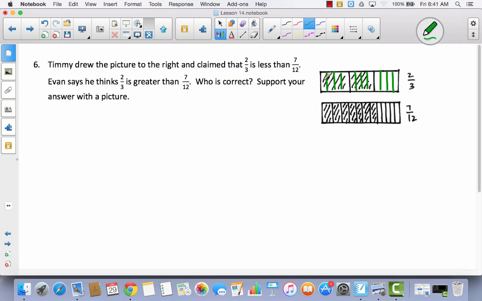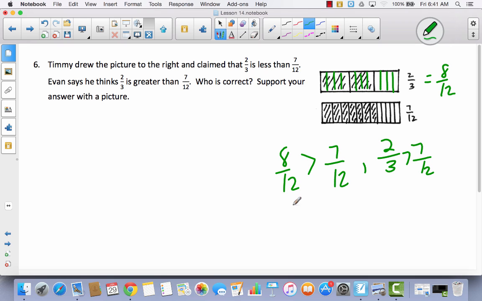Now, instead of 2/3, I have 1, 2, 3, 4, 5, 6, 7, 8 twelfths. So if 2/3 equals 8 twelfths, I can look at 8 twelfths and 7 twelfths. So which one would be greater? Well, 8 out of 12 is going to be more than 7 out of 12. Therefore, 2/3 is greater than 7 twelfths because 2/3 is equal to 8 twelfths. So who is correct? Well, Evan says 2/3 is greater than 7 twelfths. So Evan is correct.